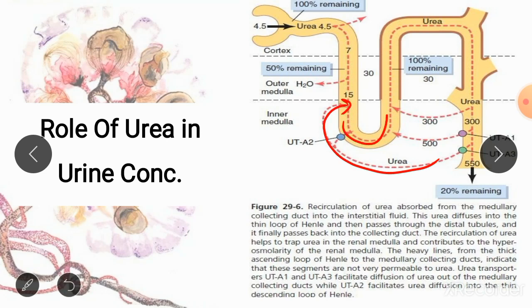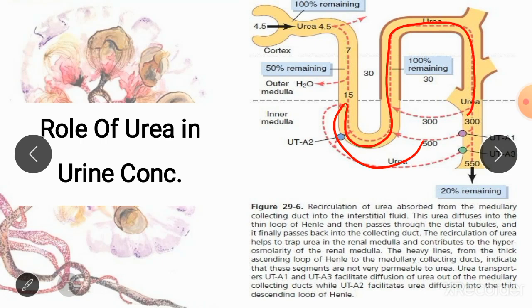Again it is going to move along the length of the nephron. Again it is going to be reabsorbed from the last portion of the nephron. Again it is going to increase the osmolarity of the interstitium, and some of it is going to be reabsorbed in the descending loop of Henle, and again it is going to move along the length of the nephron and again be secreted.